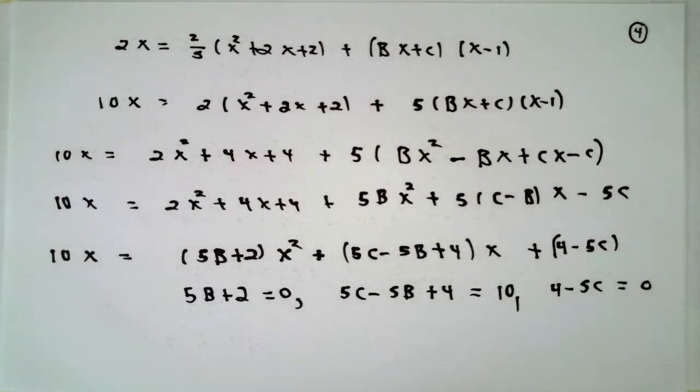This is actually pretty nice. The first equation, the coefficient of the x squared comparison, tells me that 5b plus 2 must be 0. That only has a single variable, namely b, in it. That's going to tell me what the b is. Likewise, that's going to tell me what the c is. So I'll have 2 of my 3 equations satisfied.